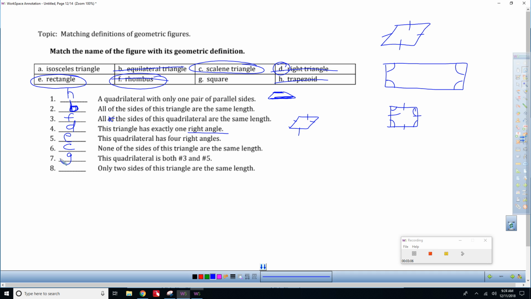Okay? Number 8. Only two sides of this triangle are the same length. Gotta be isosceles. Can I get a boom? Boom! Boom!